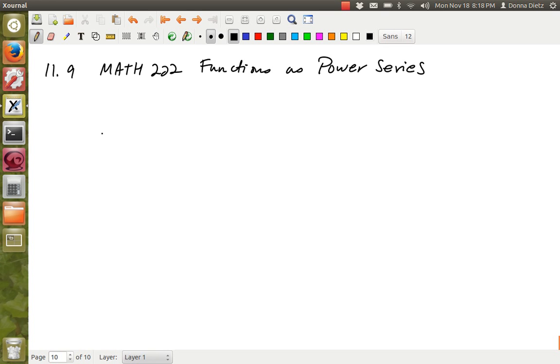Okay, functions as power series. So let's say we know the following. All right, we know that 1 over 1 minus x can be expanded if x is between minus 1 and 1. Okay, I want you to note that it doesn't work at either endpoint.